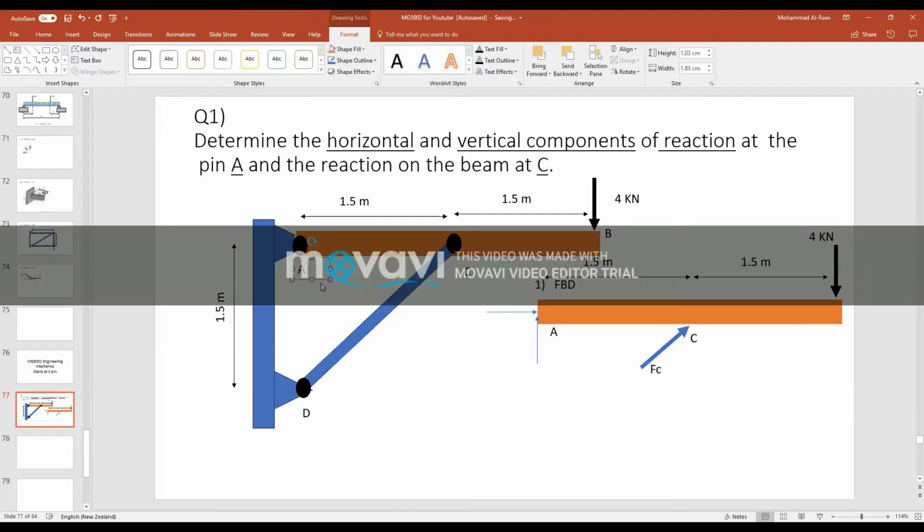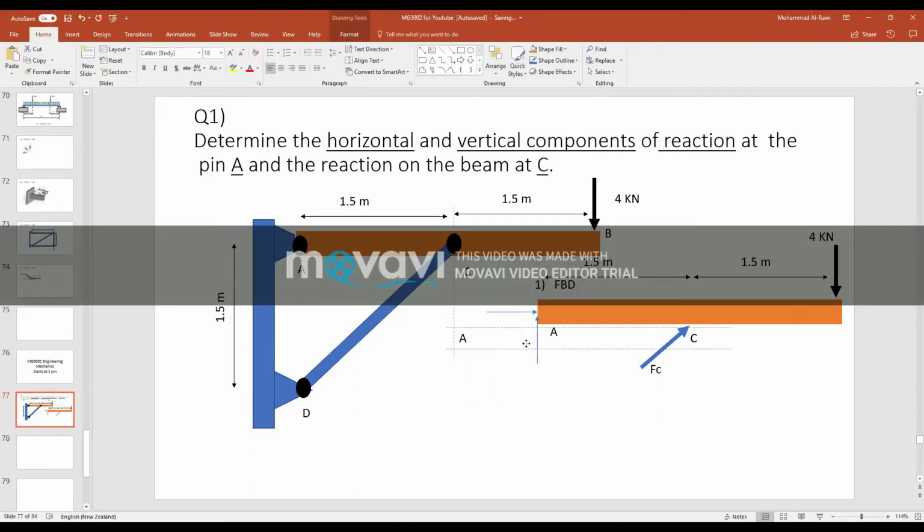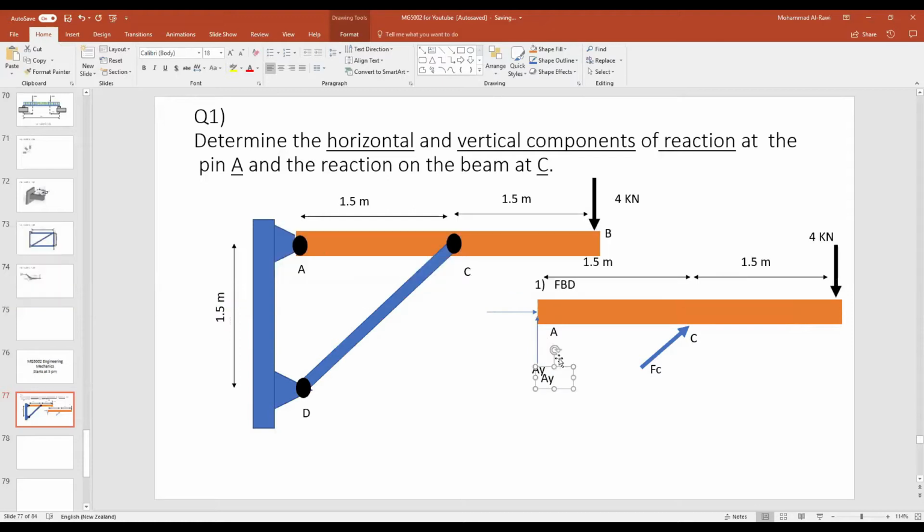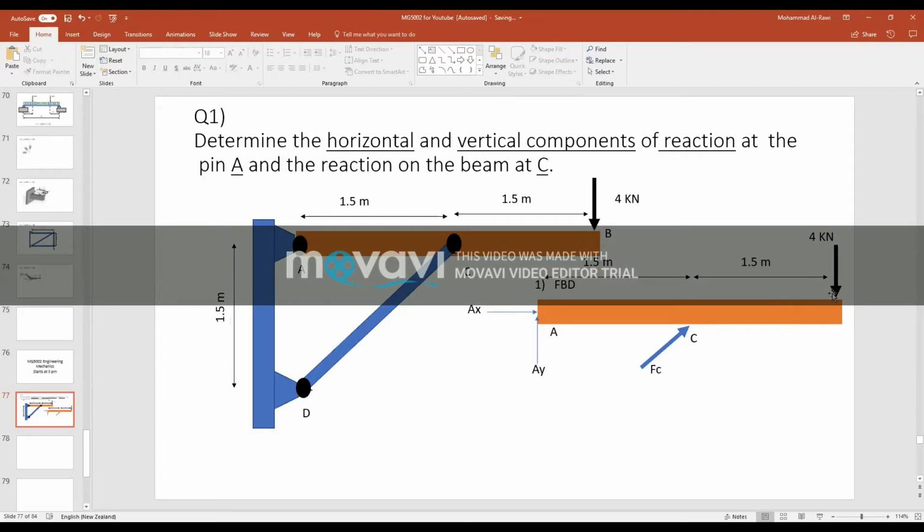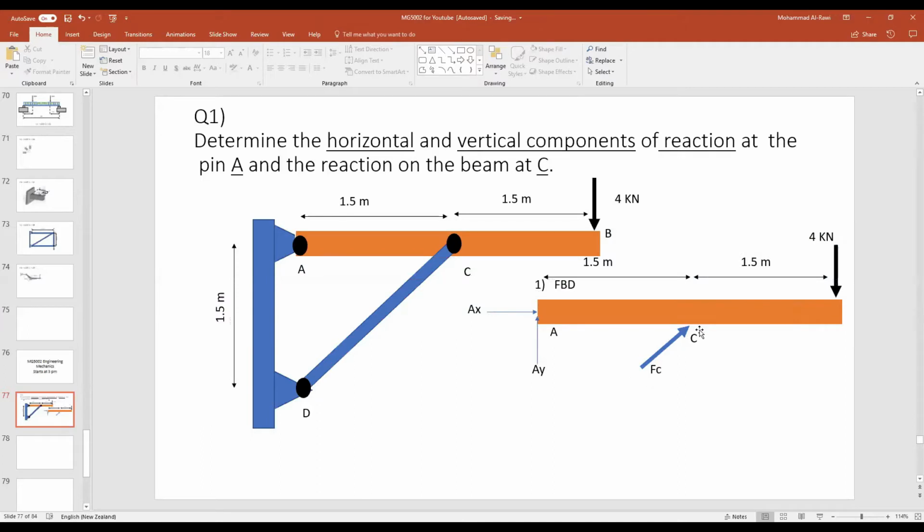So for example, I will finish the support reaction. We call this one AY, and the other one we will call AX. Now, a question you may ask is, why did you put that in that direction? Usually I put the AY upwards because logically, the 4 kilonewtons is trying to push the beam downwards. Therefore, I need to support it by AY. Even though there is a force FC going in that direction, which I need to understand.